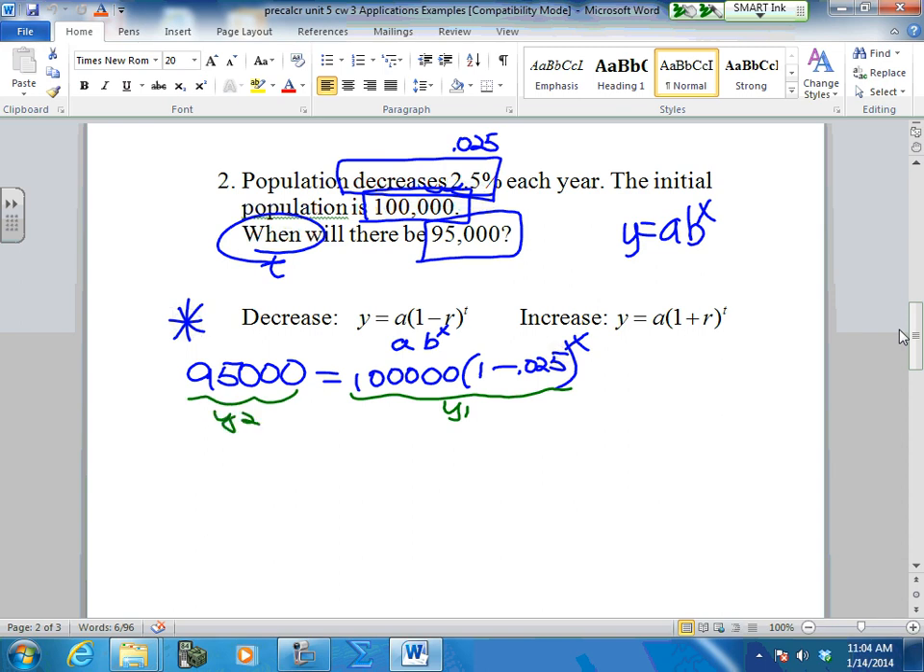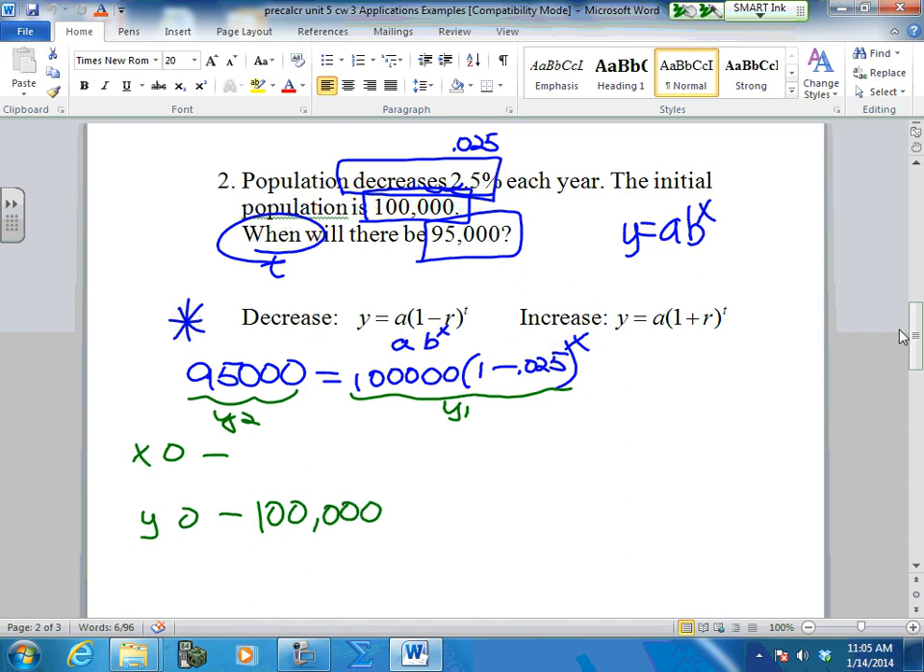Let's talk your window for a second here. X and y min both start at zeros. What should my y max be? I should start at 0 because I have to be in quadrant 1. I have no negative population. What max y should I put in there for me to see my graph? 100,000. If I'm going to start at 100,000 and keep going down, I'm never going to get higher than this because my population is decreasing.